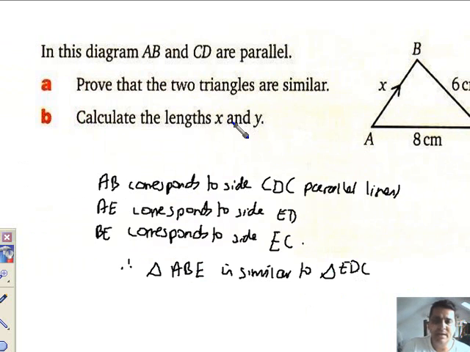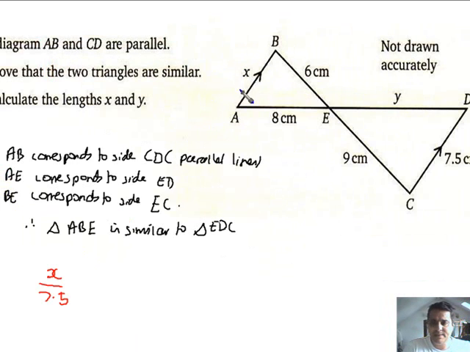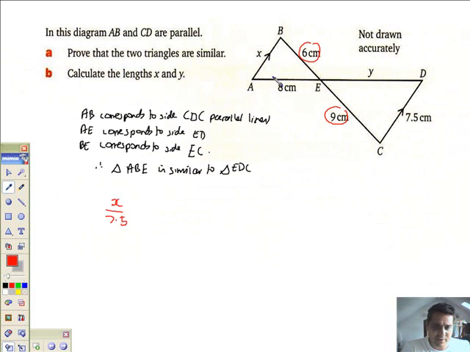Now part B, calculate x and y. Okay, what I want to put on top. So x over 7.5, change flavour. So x over 7.5, so I went little over big equals little 6 over big 9. Okay, let's just put rings around the corresponding sides. So that should be in blue. So that 8 matches that y, and let's put this in yellow. This x matches that 7.5.